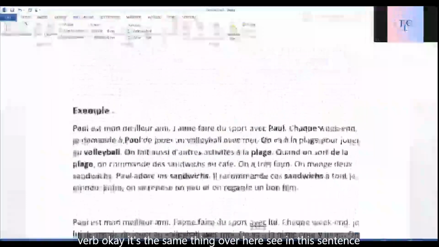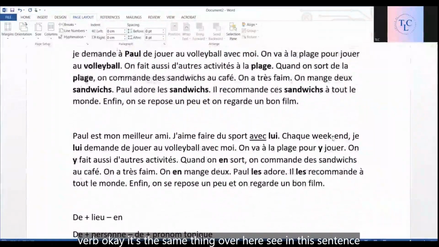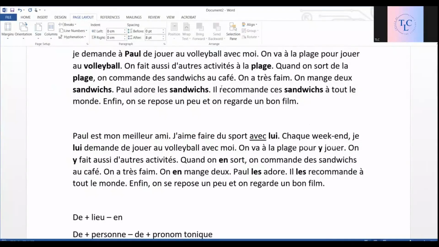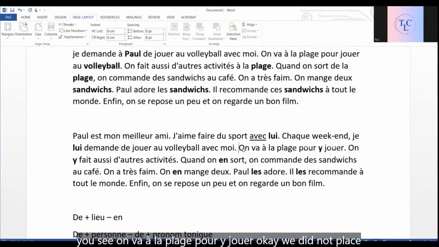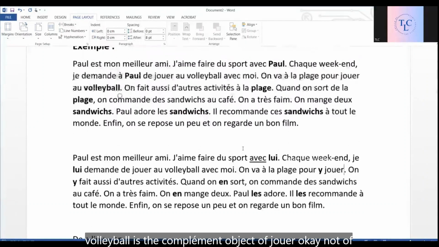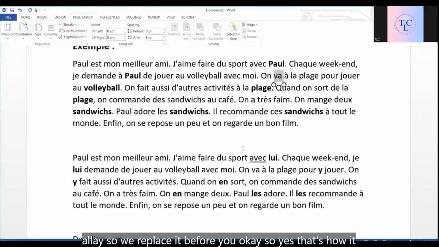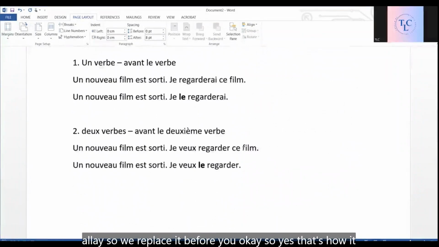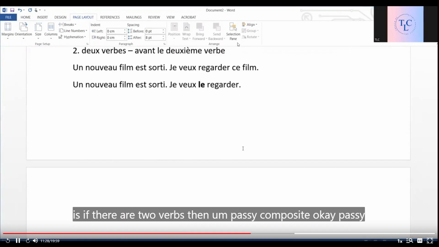It's the same thing over here. See, in this sentence, on va à la plage pour y jouer. We did not place it before aller, right? Because in jouer au volleyball, volleyball is the complément or object of jouer, not of aller. So we'll place it before jouer. So yes, that's how it is if there are two verbs.